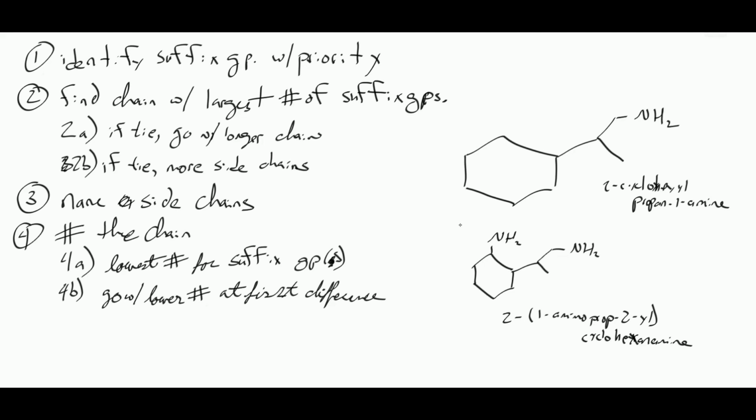All right. So we'll get more practice in class, of course, but that is how you name things with amino groups. As a side chain, it's an amino group. As a suffix group, it is an amine. And generally speaking, we call these alkanamines, or just more commonly, amines.